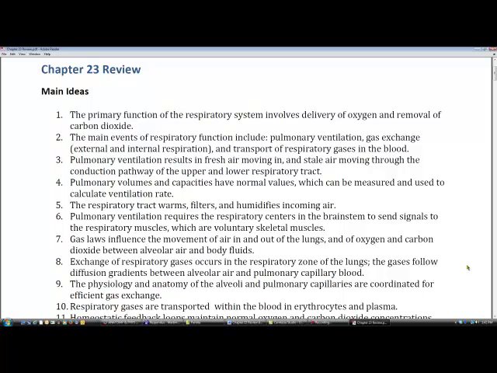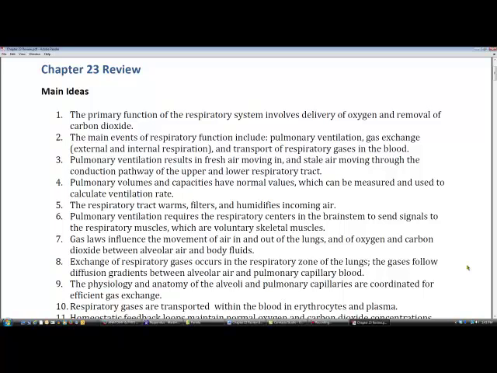Because air is a mix of gases, you have to have some understanding of the gas laws to understand what makes the air move in and out of the lungs, and what makes oxygen and carbon dioxide diffuse between the alveolar air and the body fluids.